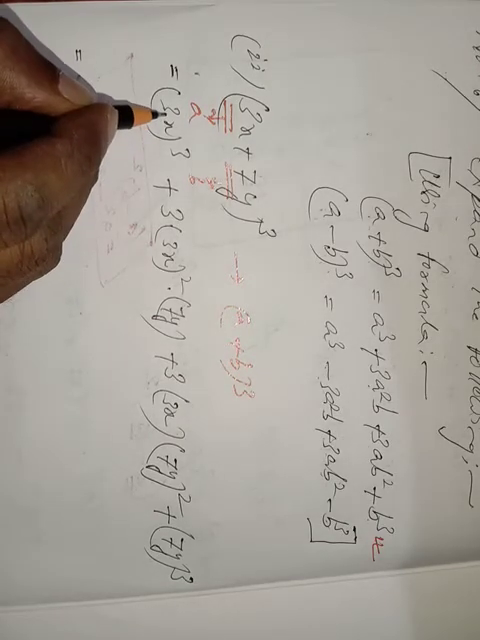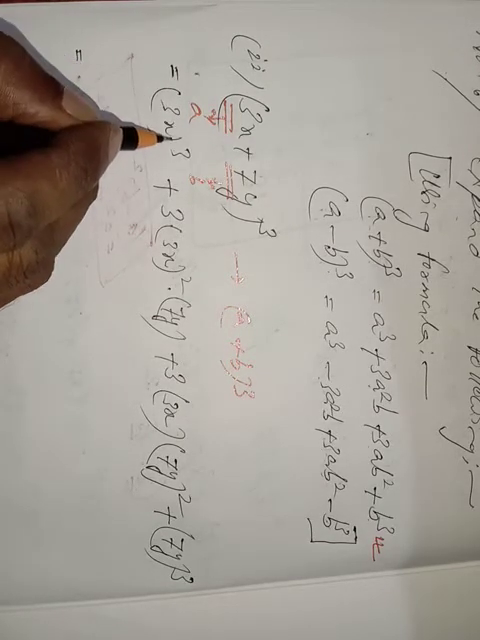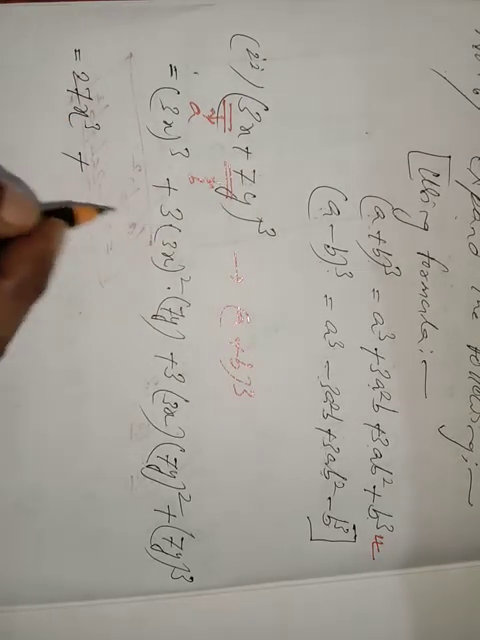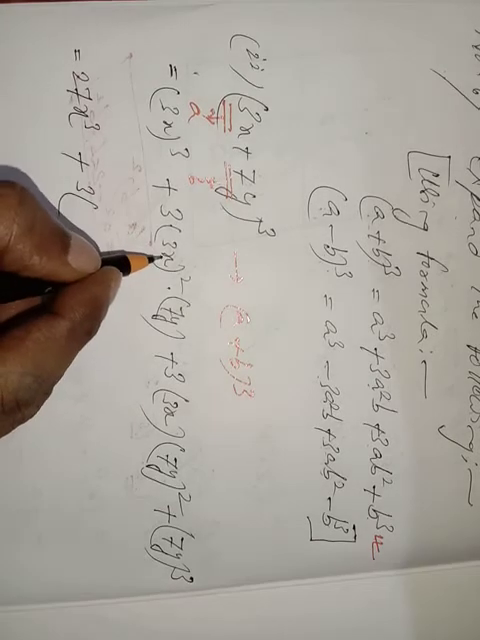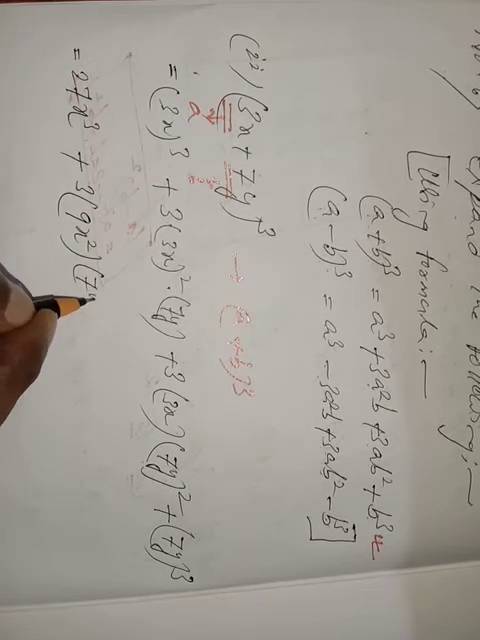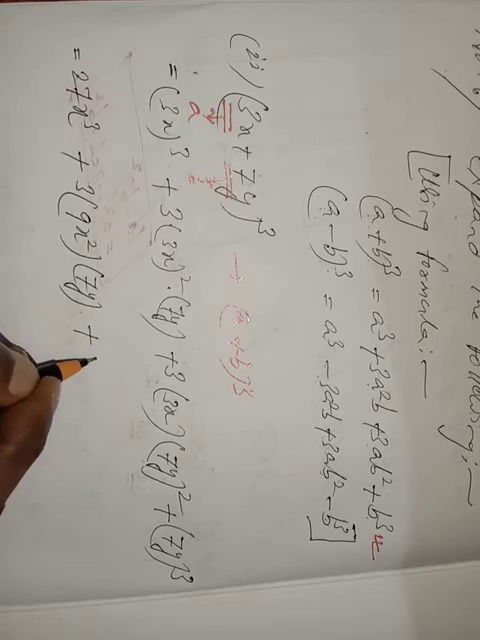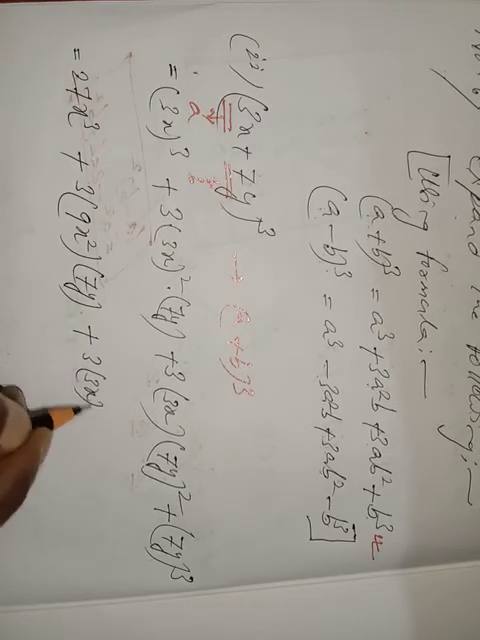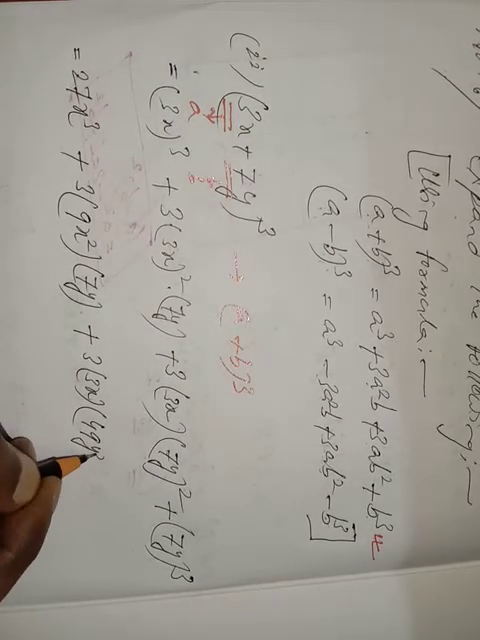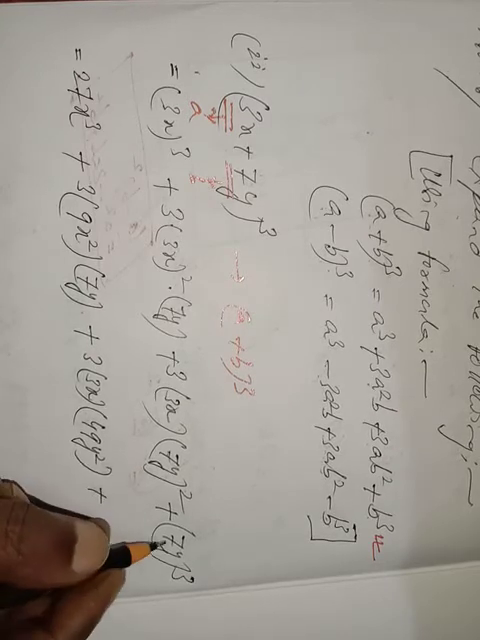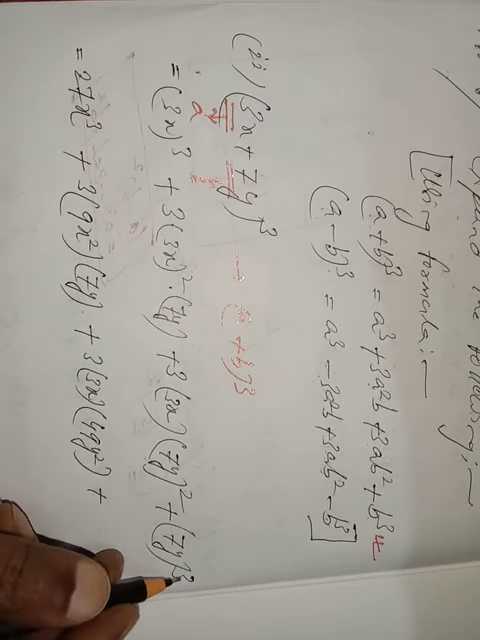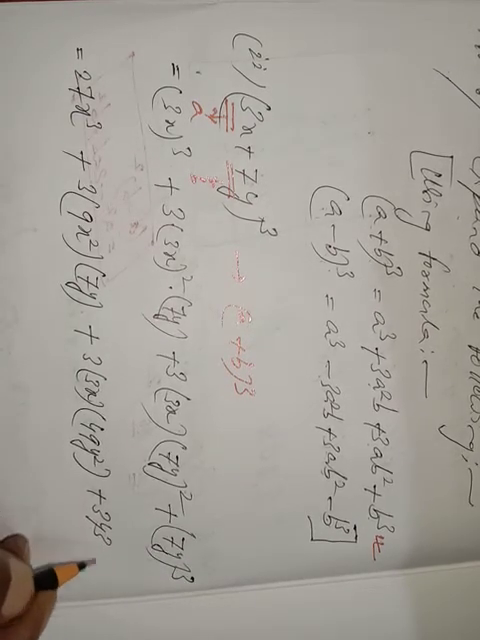(3x) whole cube: if you multiply 3 three times, 3 3 is 9, 3 9 is 27, so 27x cube. Next plus sign. Next 3 into (3x) whole square, which will be 9x square, bracket close, into 7y. Just keep it here. Next 3 into 3x into (7y) whole square. 7 whole square means 49y square. Plus (7y) whole cube: if you multiply 7 three times, 7 7 is 49, 49 7 is 343, and y cube.